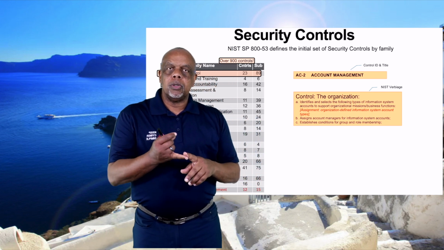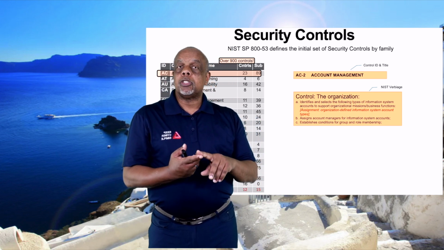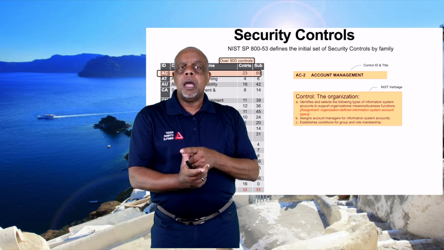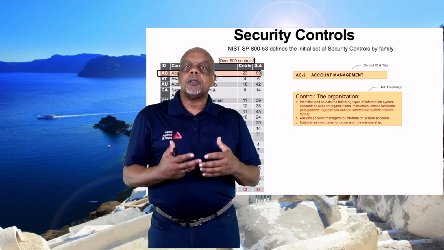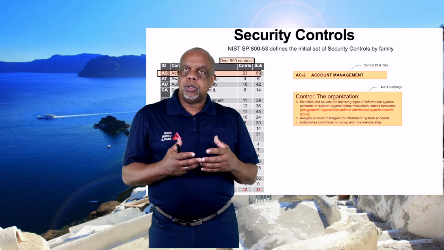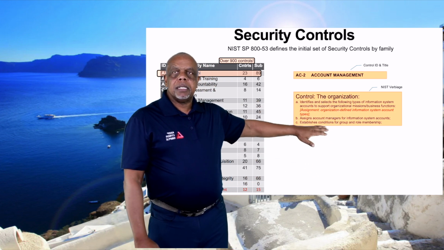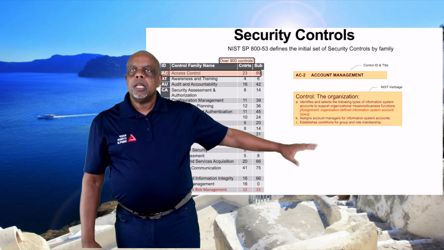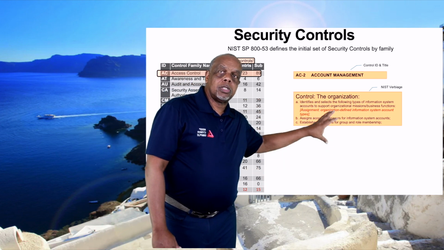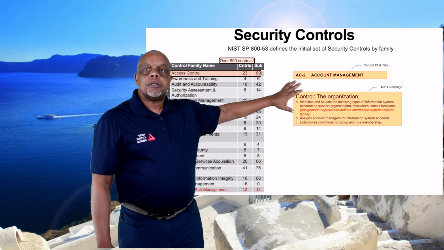It could be a general user account, a privileged user account. You may have group accounts. It could be service accounts, emergency accounts, temporary accounts. So you see there are multiple types of accounts, and now you get to define that within your organization. So that was A, and B is assign account managers, and C is establish conditions for group and role membership. And actually, this goes on. This is just a short snippet. It goes on to H, or I think I, if I'm not mistaken. So anyway, that's the control.